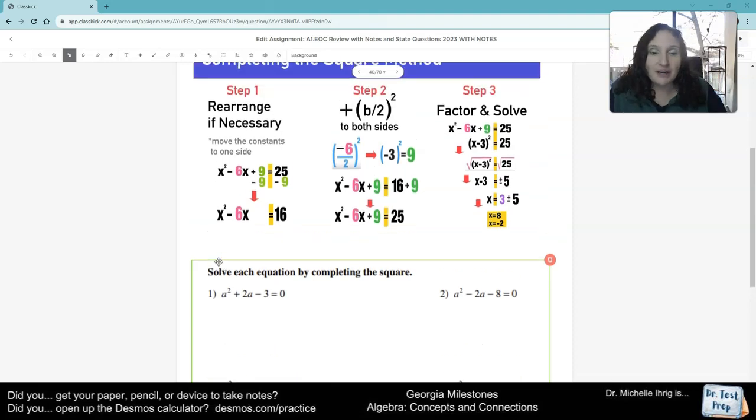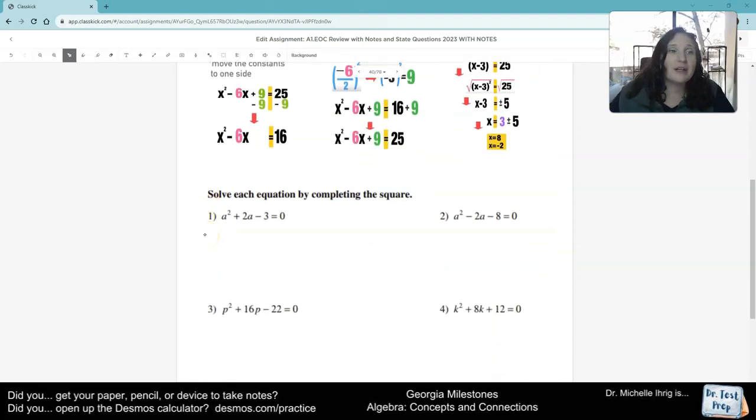Now, I love this graphic. I have no idea where I got it. It talks about rearranging first, taking half of b, squaring it, and then factor and solve it. That's the official step. Get ready for the Dr. Ihrig way, which is a heck of a lot easier.